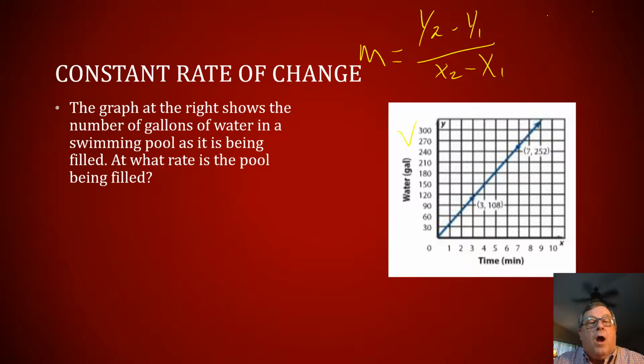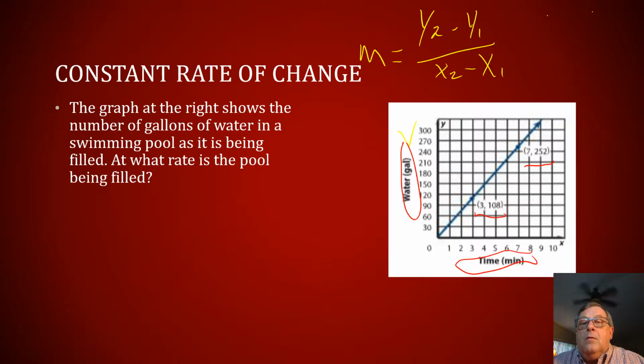It says the graph at the right shows the number of gallons of water in a swimming pool as it is being filled. At what rate is the pool being filled? For just a moment, let's take a look at what this graph shows us. The y-axis has to do with gallons of water, and the x-axis is defined as time in minutes. I can also see here that I've got a couple of coordinates, or ordered pairs, identified.